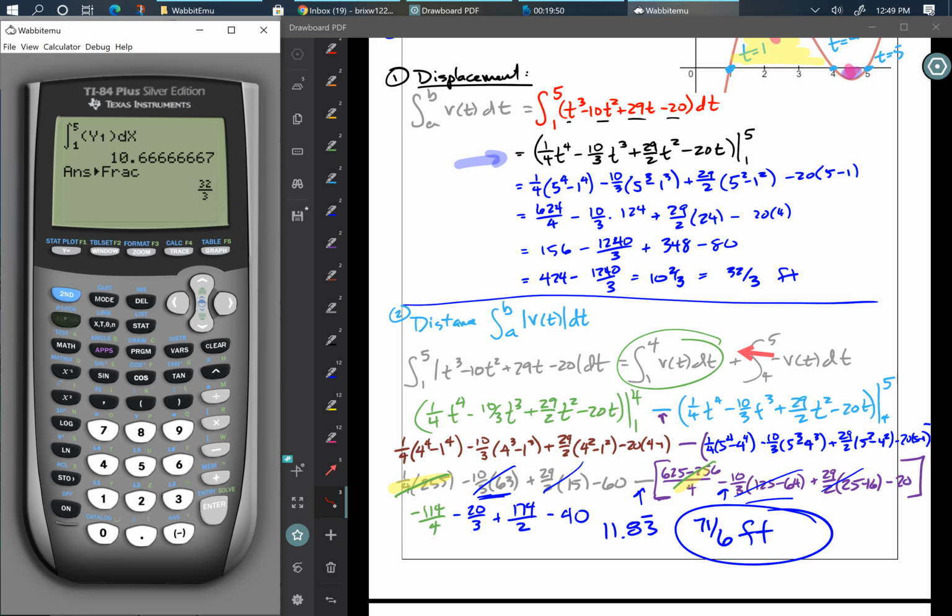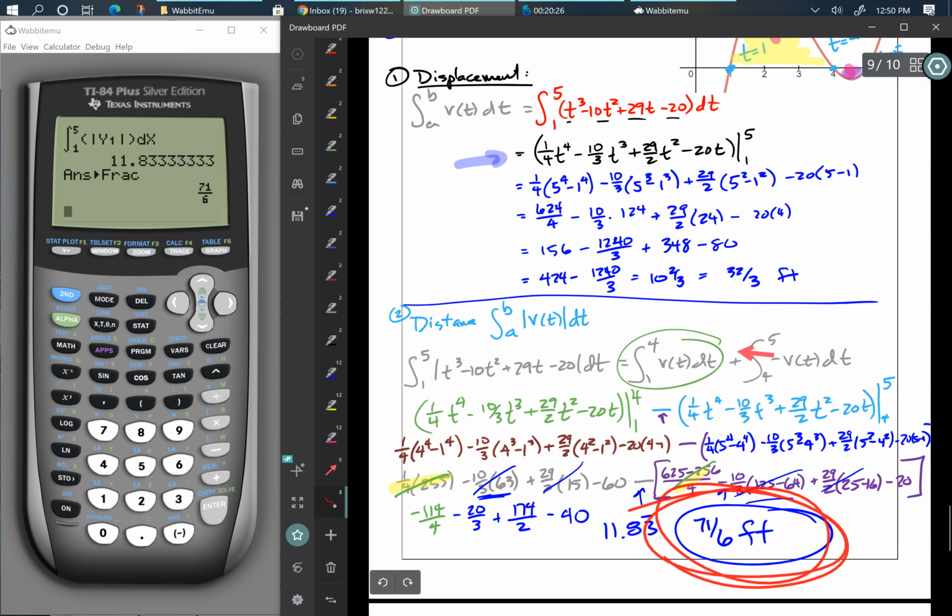You can use an alpha shortcut, so alpha f2 option 4, the integral from 1 to 5 of, now I need absolute value. So alpha shortcut, absolute value is option 1, of alpha shortcut y1 dx. And then if this works out, we should get 11.83. Or, if you prefer a fraction, 71/6, which is our answer right down here.